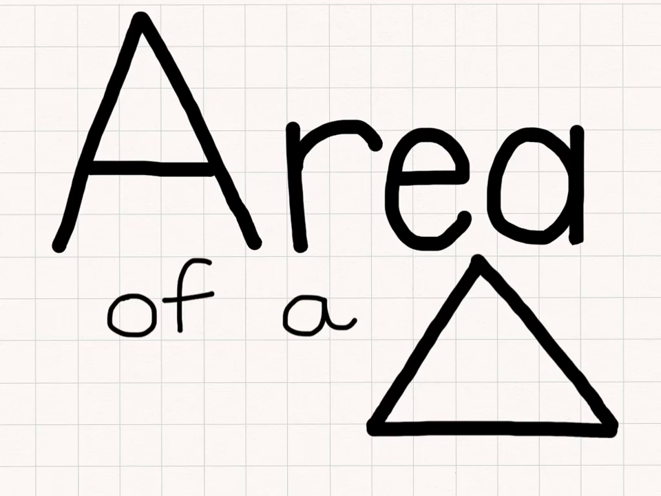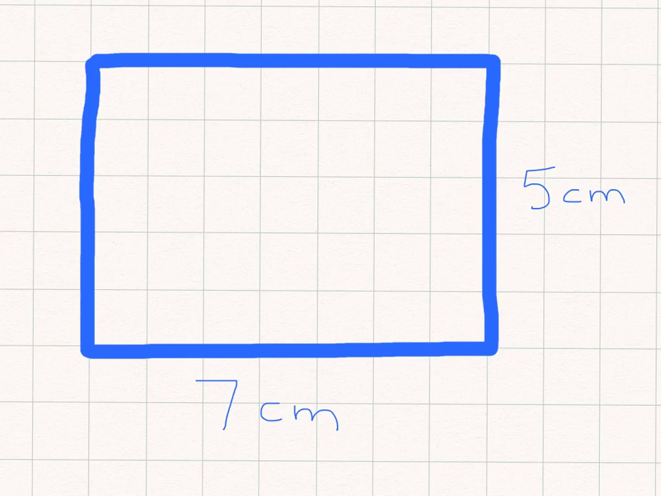Today we're going to go over how we find the area of a triangle. First, let's look at how we find the area of a rectangle. We would take 7 centimeters times 5 centimeters to get 35 centimeters. If we counted all of these squares, we would get our 35 centimeters.